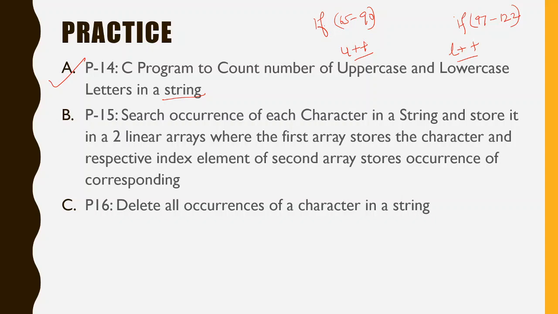Okay, in the next program you can see that we are searching for the occurrence of each character in a string and storing it in two linear arrays. So suppose I take this string, SAURABH. Here you have to make two linear arrays to get the unique characters. First you have to write the unique characters. So the unique characters are S, A, U, R, B, and H. Here this is your array 1, and this is your array 2.